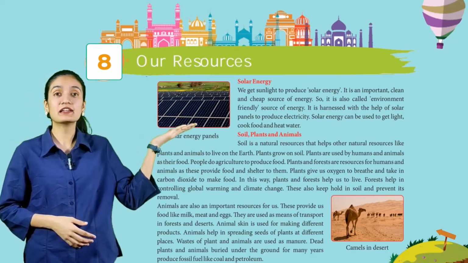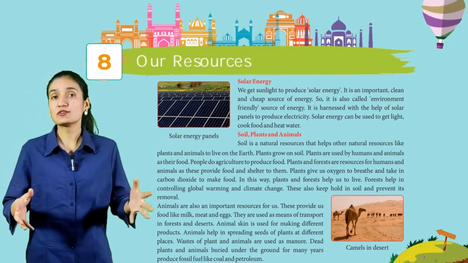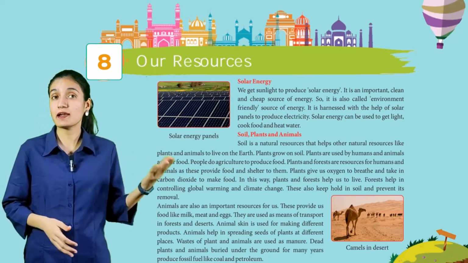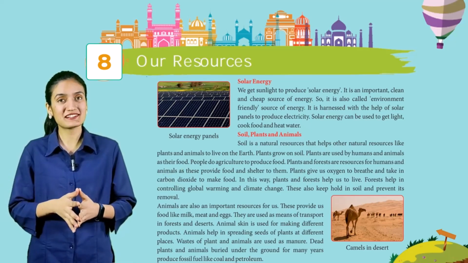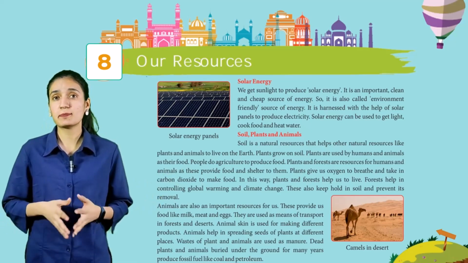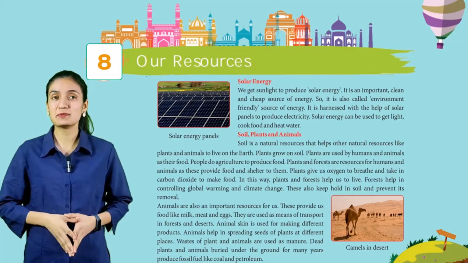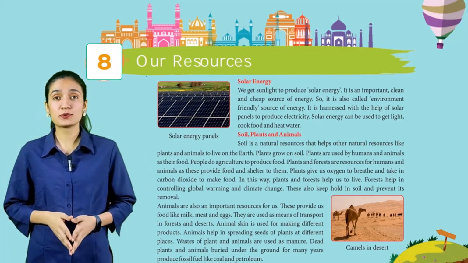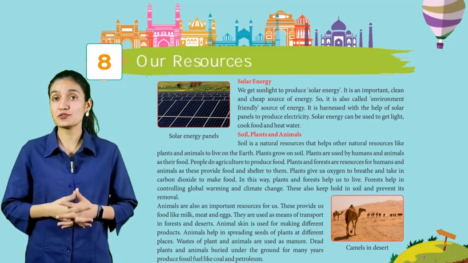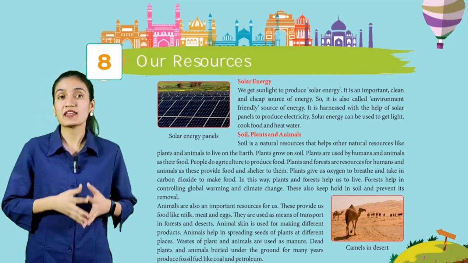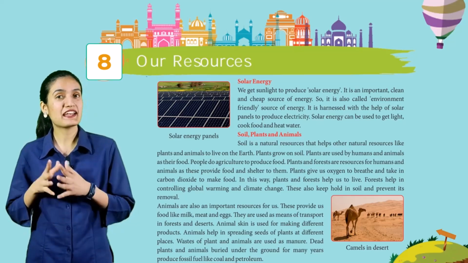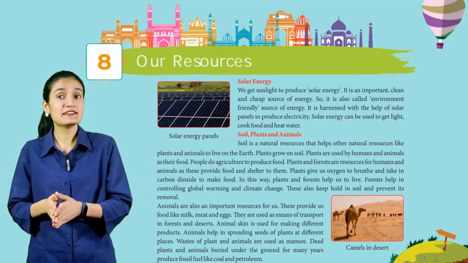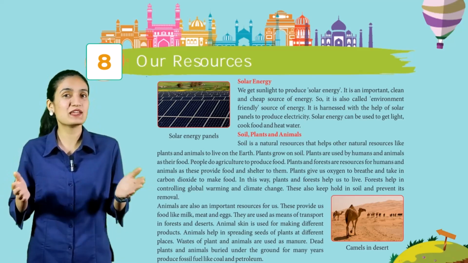Next, soil, plants and animals. Soil is a natural resource that helps other natural resources like plants and animals to live on the earth. Plants grow on soil. Plants are used by humans and animals as their food. People do agriculture to produce food. Plants and forests are resources for humans and animals, as these provide food and shelter to them.